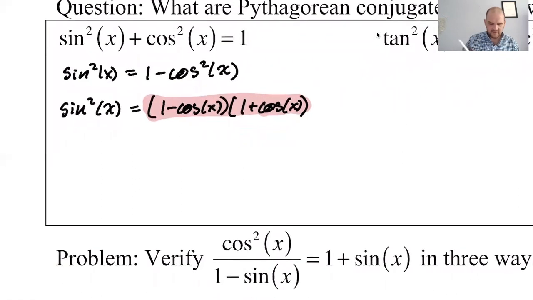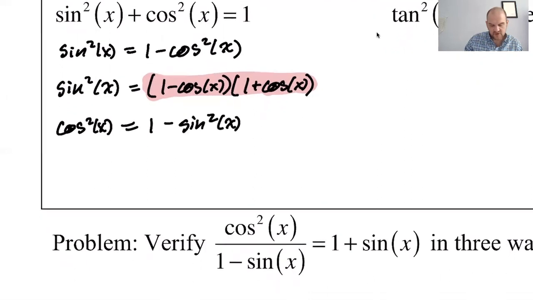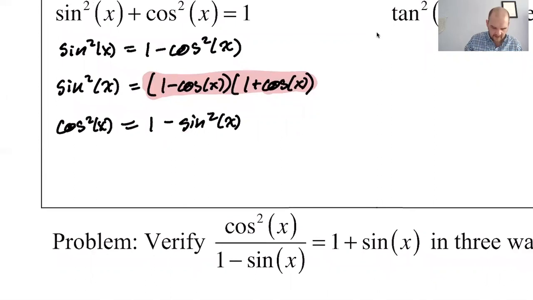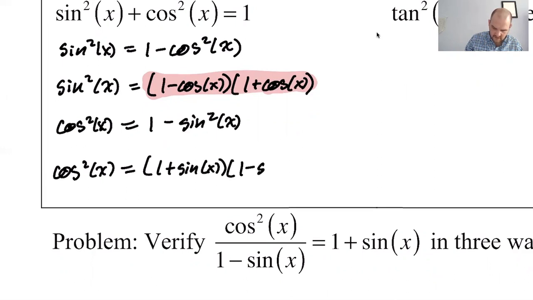So I'm gonna do the other one, and then I will cut this video and come back and finish this box, and then probably finish the page. Who knows? We'll see. So the other way to do this would be to say that cosine squared is 1 minus sine squared. And then same deal, cosine squared is going to be 1 plus sine and 1 minus sine. So I would say of the Pythagorean conjugates, these are far and away the most common.